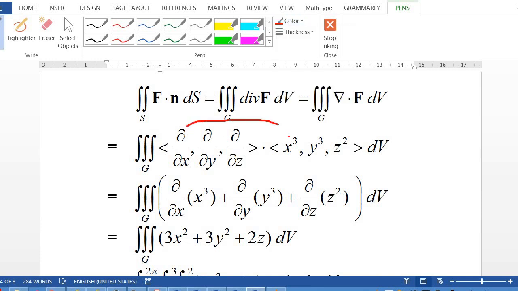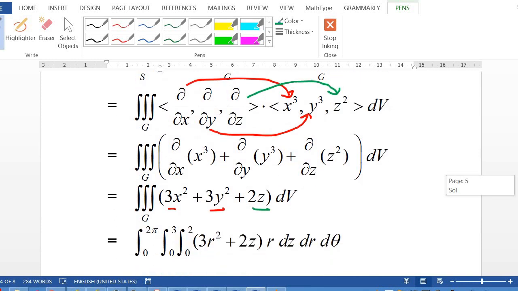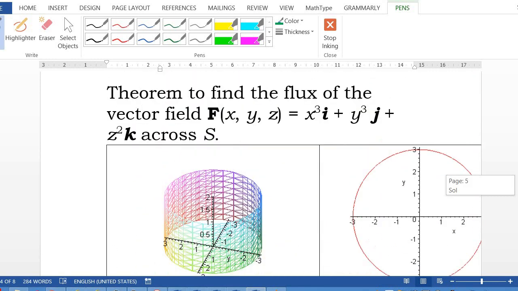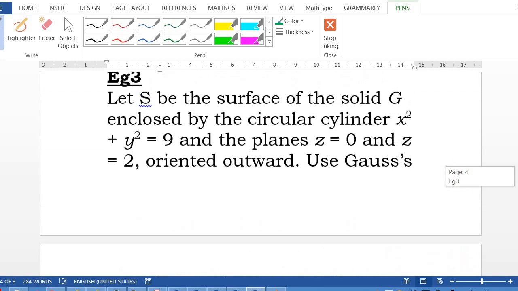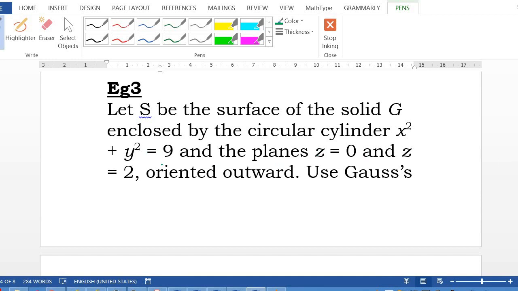And then ∂/∂x of x cubed, you have 3x squared, and then ∂/∂y of y cubed, you got 3y squared. And lastly, ∂/∂z of z squared, we get 2z. And then we notice that this solid is actually a cylinder, where the projection is a circle with radius 3 units, because you have the cylinder x squared plus y squared equal to 9, where r is equal to 3.